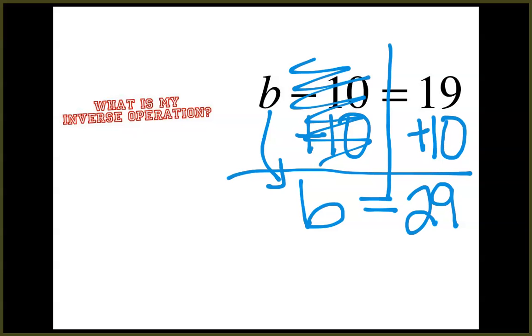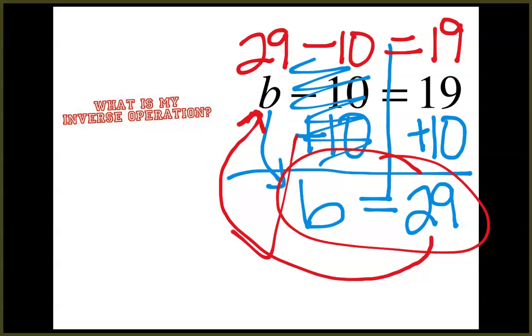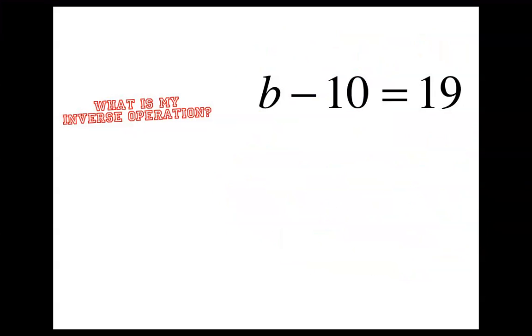But wait, before I declare for all eternity that I have solved this problem, I need to make sure that 29 actually is the correct solution. Would 29 minus 10 come out to, oh yeah, it does come out to 19. So, boom, I have successfully solved this equation, and we are ready to move on to the next problem.